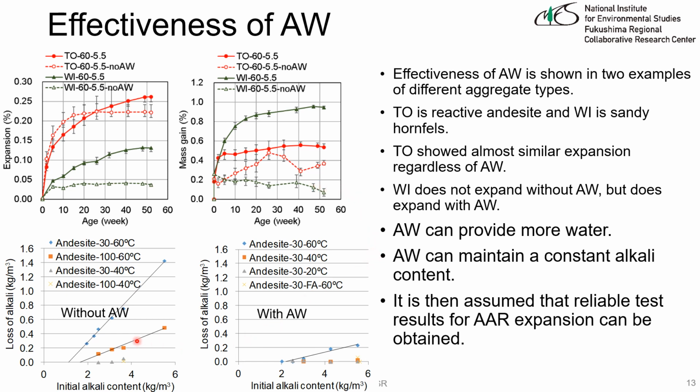And the lower figures show the alkali leaching without alkali-wrapping or with alkali-wrapping. As you can see, different amounts of alkalis are lost depending on testing conditions. However, by applying alkali-wrapping, we can control the loss of alkalis to almost zero. It is then assumed that reliable test results for alkali aggregate reaction expansion can be obtained.